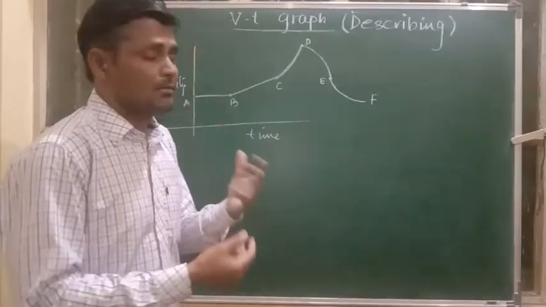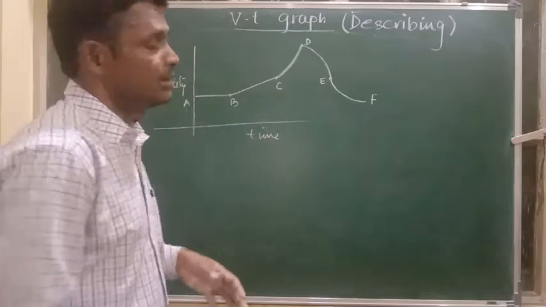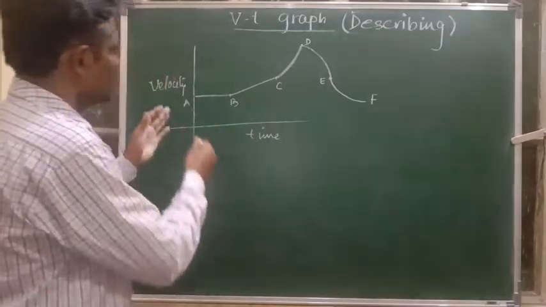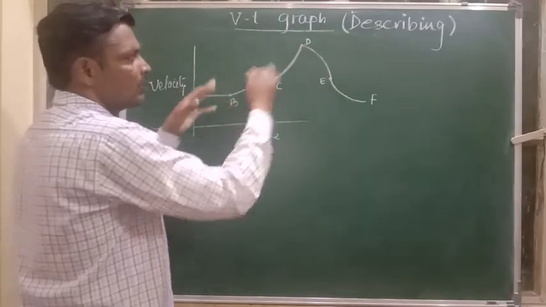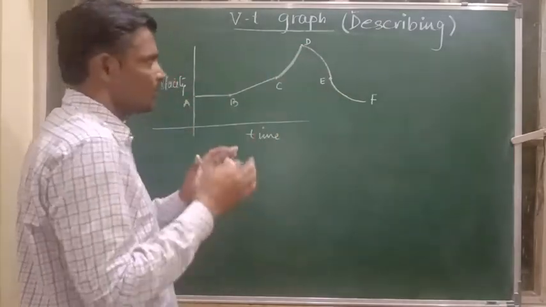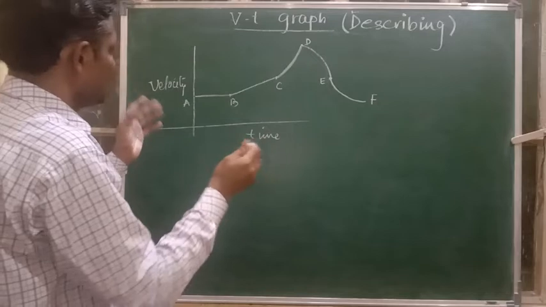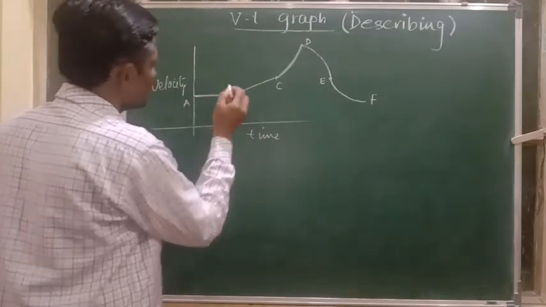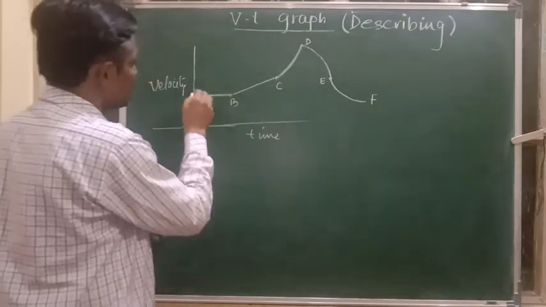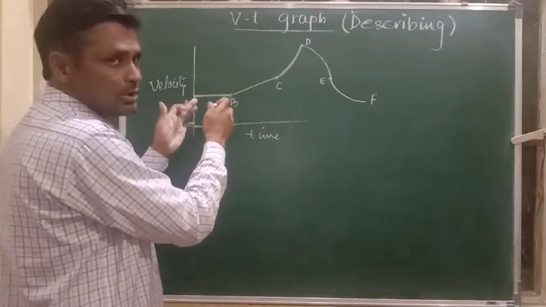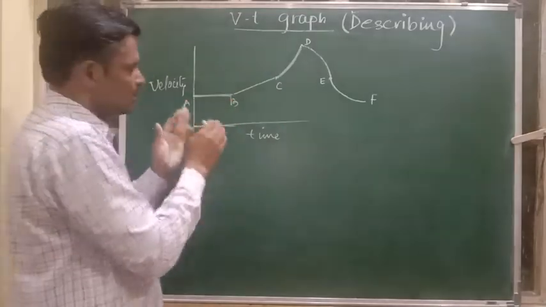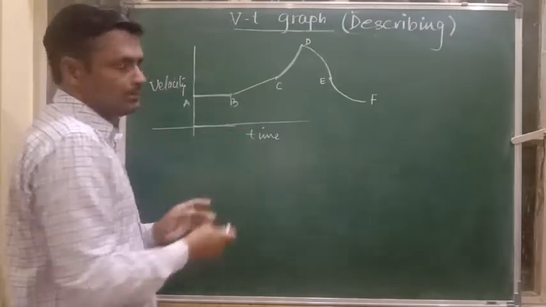Let us describe a VT graph. How can we describe a VT graph? I have drawn a VT graph, and at different instants the motion of the object is different. In the region A to B, you can see the time has changed, but the value of velocity hasn't changed. So it is a uniform motion, and the velocity remains constant throughout A to B.